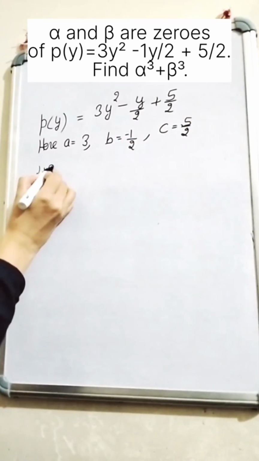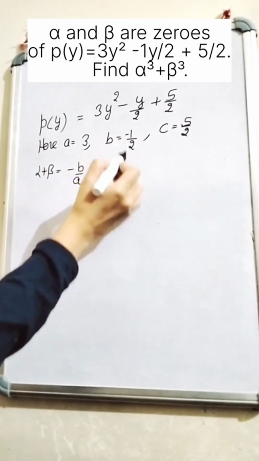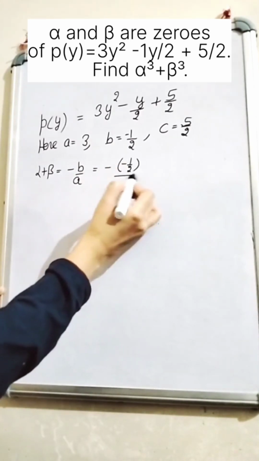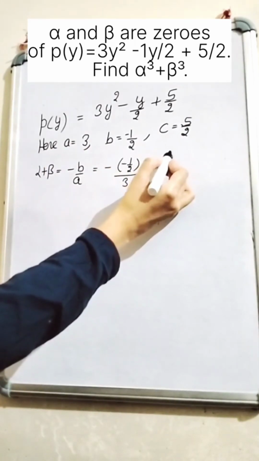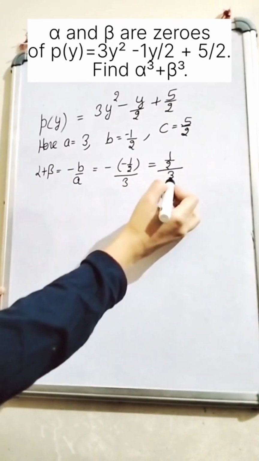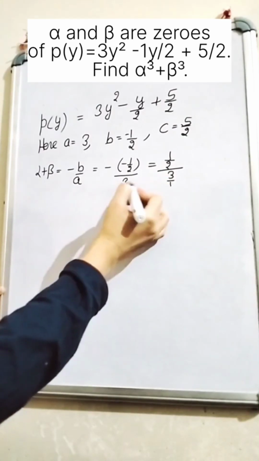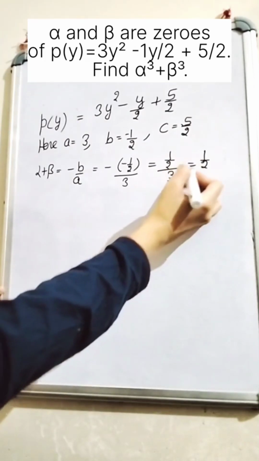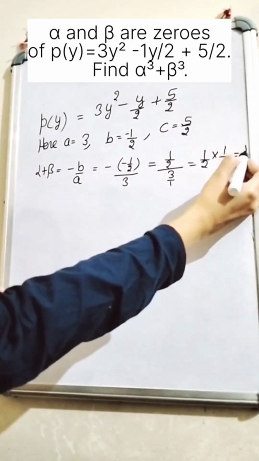Now alpha plus beta, this is equal to minus b by a. In the formula, minus, the value of b is minus 1 by 2, and a is 3. Minus into minus is plus, 1 by 2 by 3. 3 can be written as 3 by 1. Now by taking reciprocal, 1 by 2 multiply 1 by 3, it becomes 1 by 6.